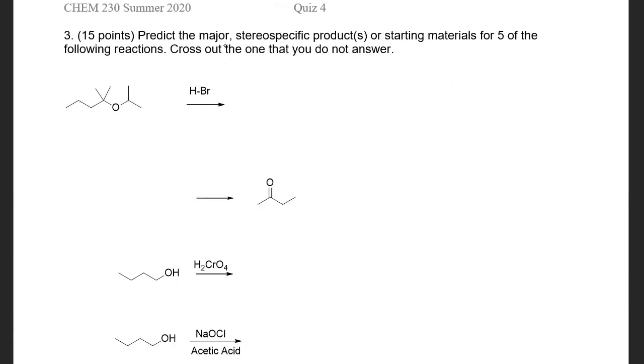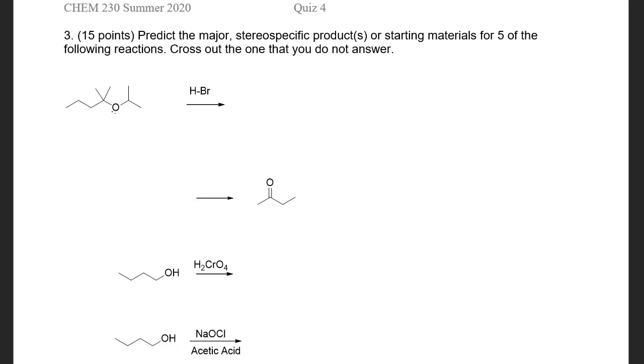For the next question, we need to predict the stereospecific products or starting materials for the following reactions. For this, we've got a strong acid and we have an ether. We have carbons that are pretty substituted right around the ether, so we're definitely not going to be able to do an SN2 reaction, but we have a strong acid anyway, which basically says we're not going to do an SN2 reaction.